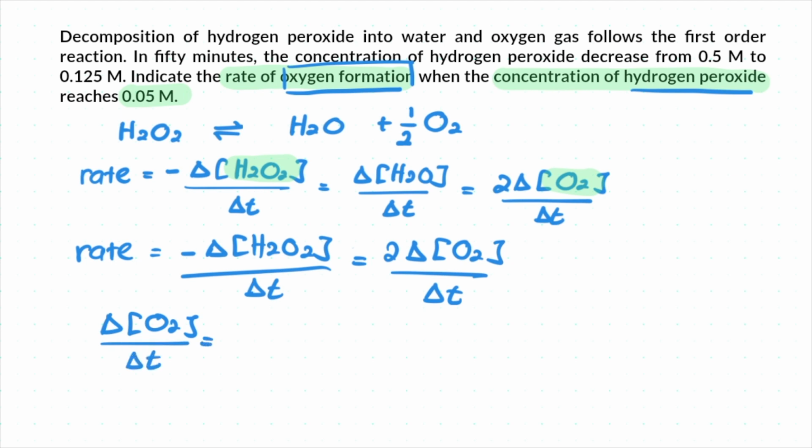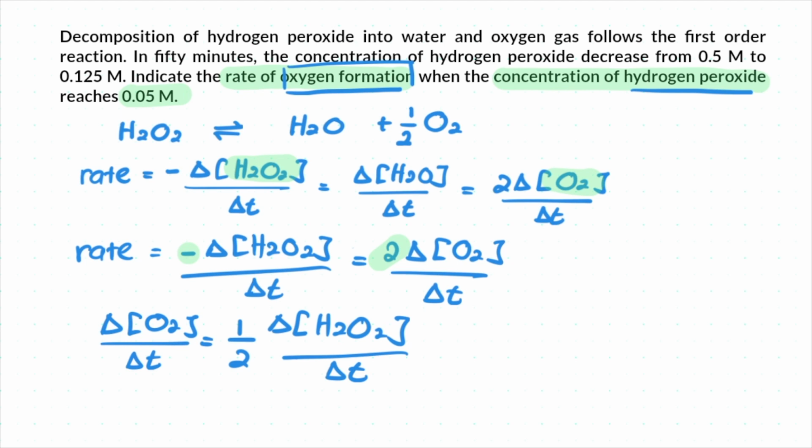Because of these two, we're going to bring it down, so it's going to be 1 over 2 delta H2O2 over delta t. So bear in mind that this negative sign, you can just omit it for a while because it's just indicating whether this is at the reactant or at the product.